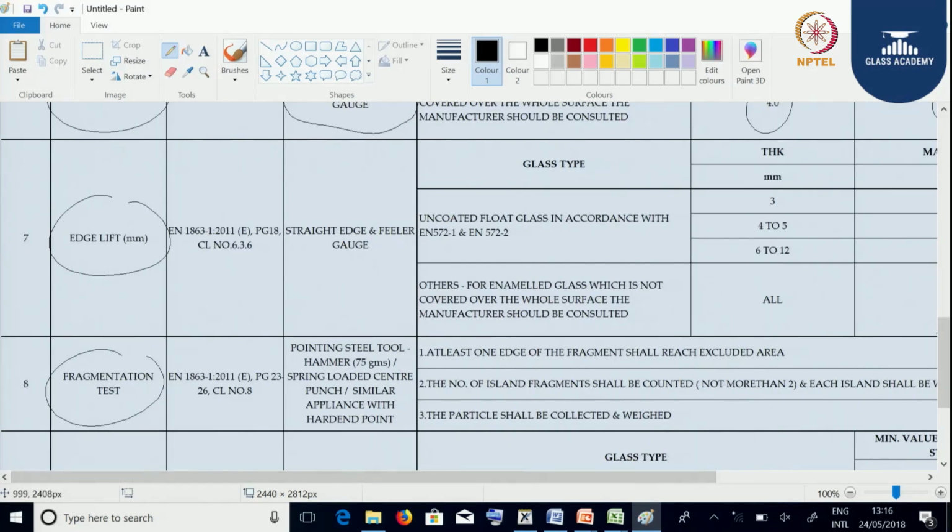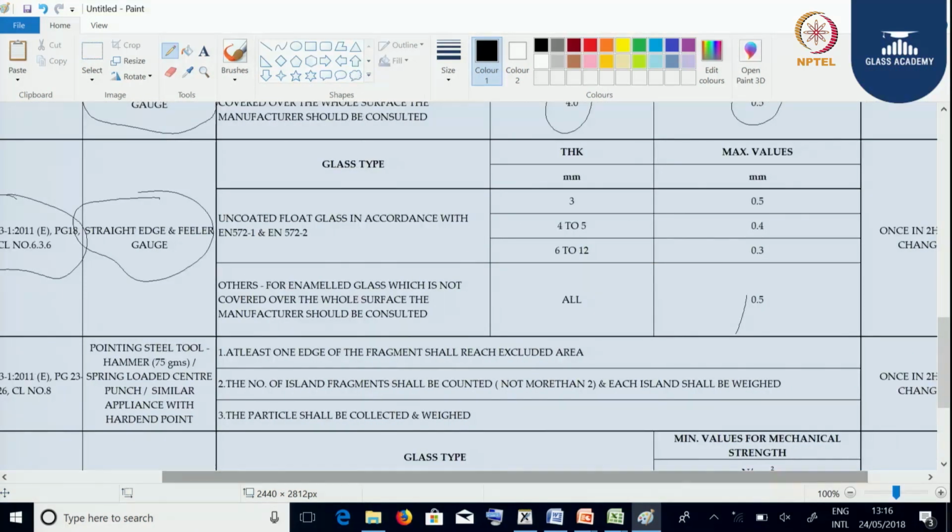Now let us take the edge lift. The standard that we follow is EN 1863. The tool that we use is a straight edge with the help of a feeler gauge. The edge lift will be dependent on the thickness of the glass.